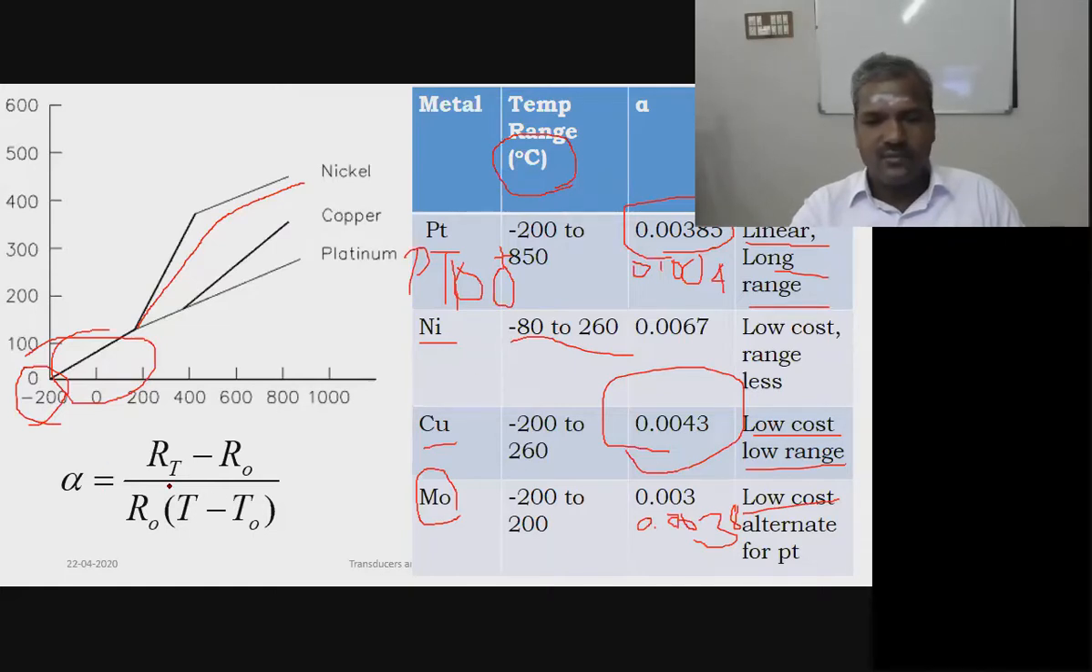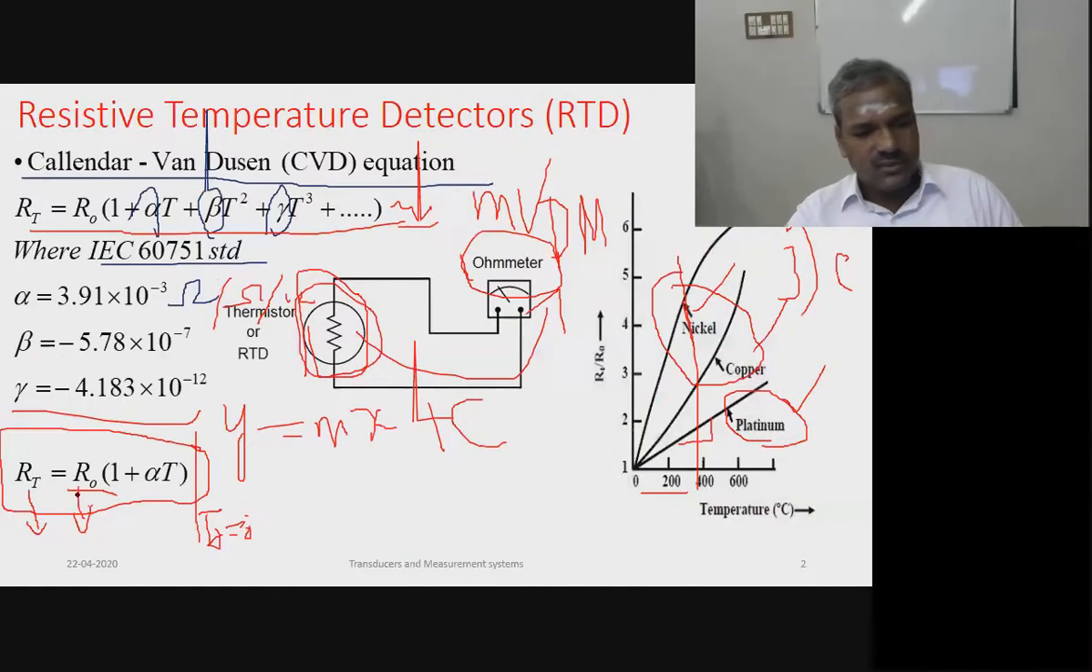Okay, how to find the alpha value for any resistive temperature detector? How to find alpha? The alpha value you can simply derive from the relation: RT equal to R0 (1 plus alpha T). If T naught is 0, we simply put T.